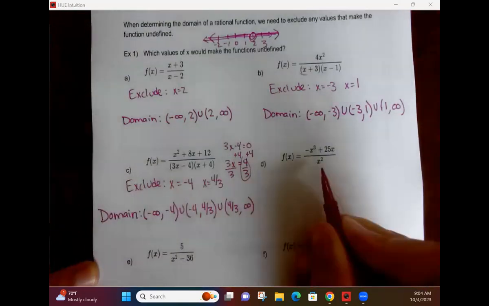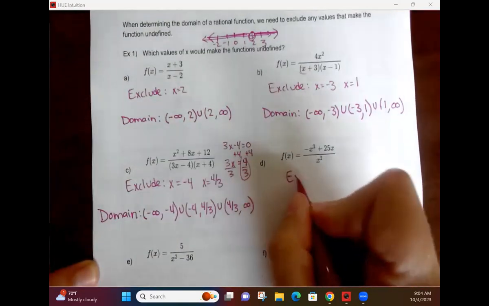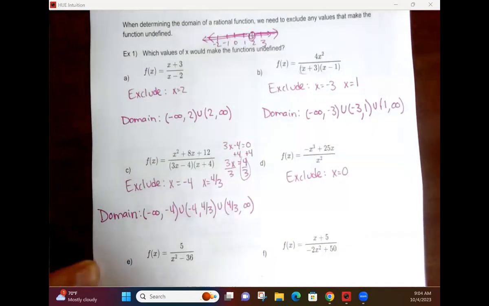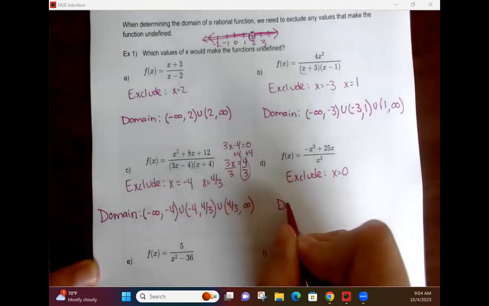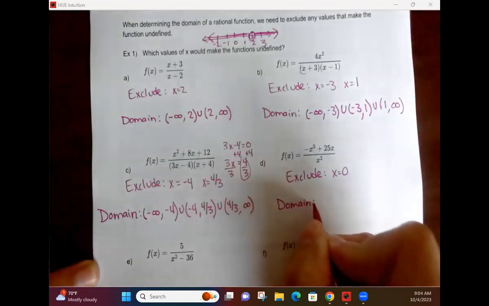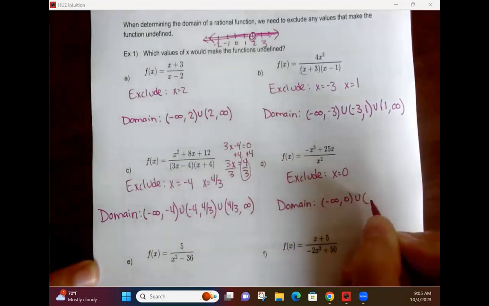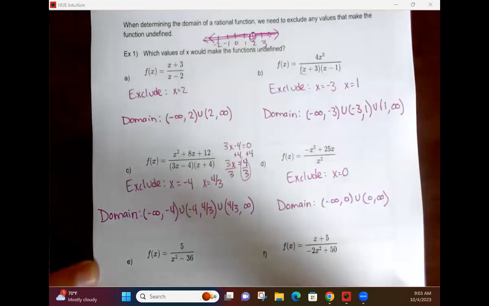For D, I have x squared on the bottom. That means I need to exclude x equals 0. So my domain only has to break at 0 this time. So -infinity to 0, and then 0 to infinity.